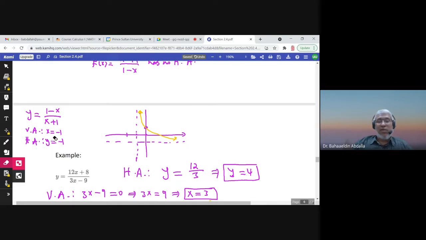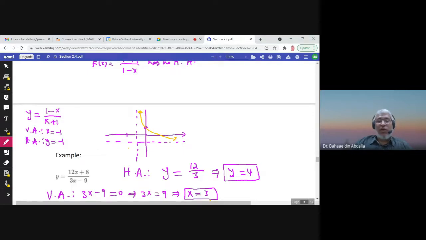If x is 0, the graph is 1. Good. Now, if x is negative 2, then I'll have 1 minus negative 2, which is positive, and negative 2 plus 1 is negative. So the graph would be negative here.